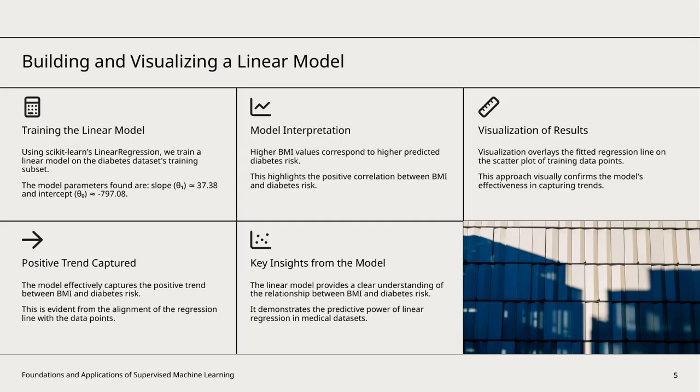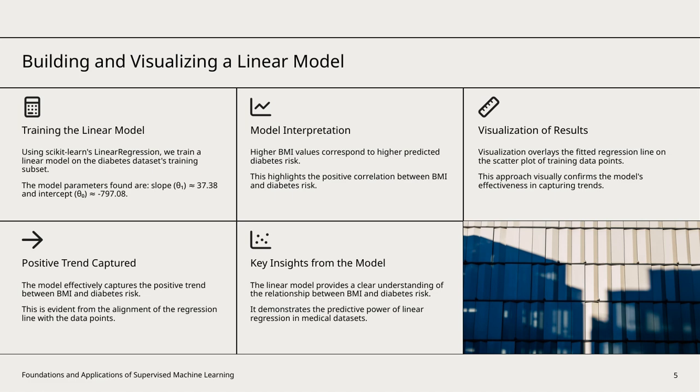After training, the model calculates the best fit parameters, which in this case are a slope, or θ1, of approximately 37.38, and an intercept, θ0, around minus 797.08. These numbers tell us how BMI relates to the predicted diabetes risk. Moving on to interpretation, we see that higher BMI values are associated with higher predicted risks of diabetes. This positive correlation makes sense, as we would expect greater BMI to increase health risks.